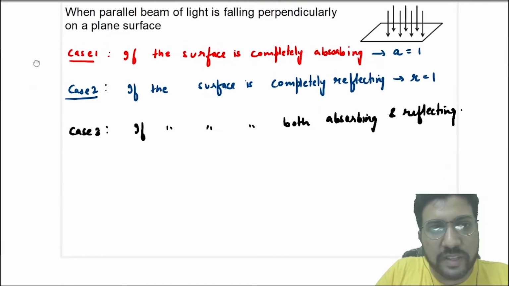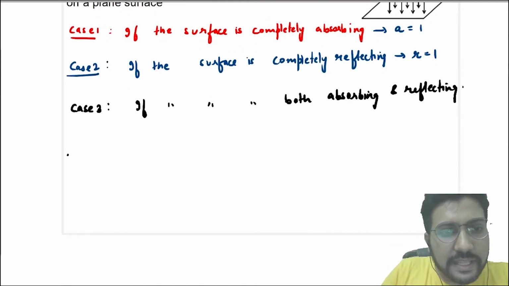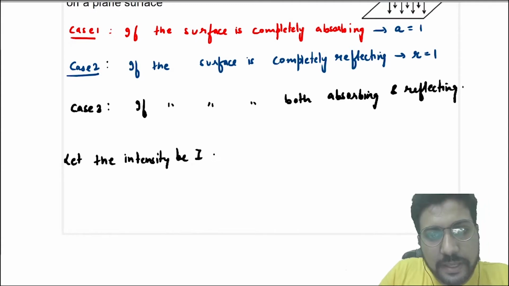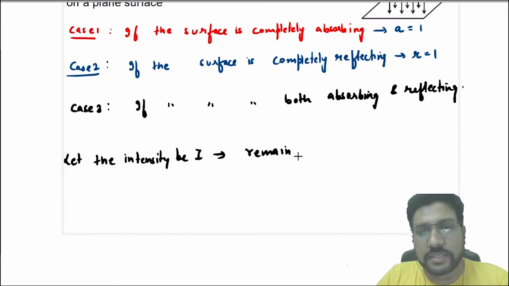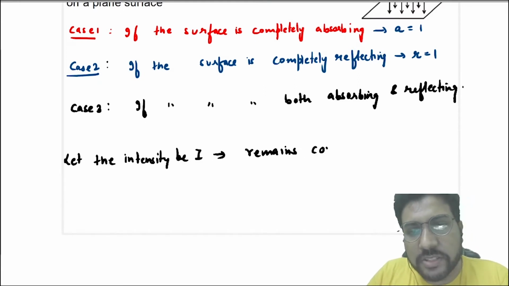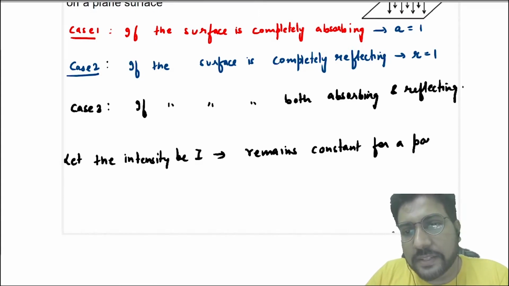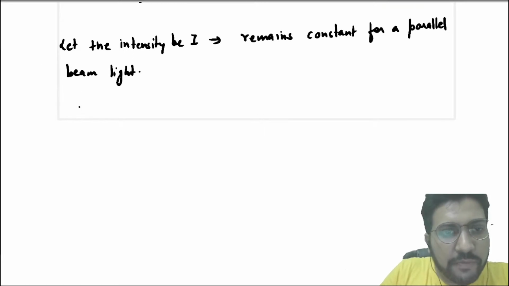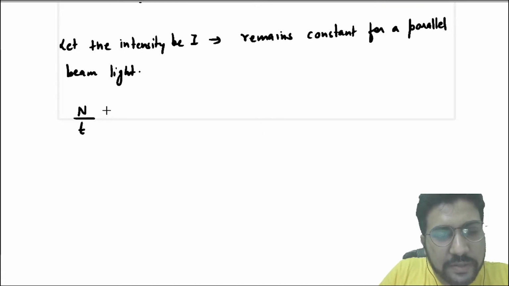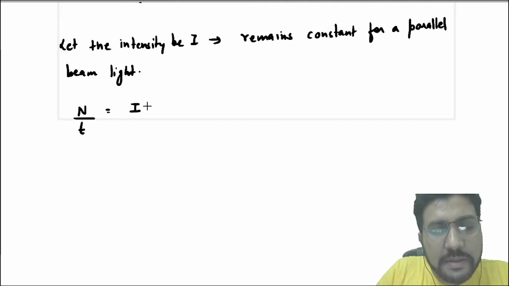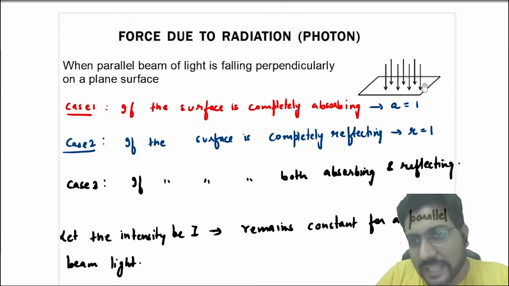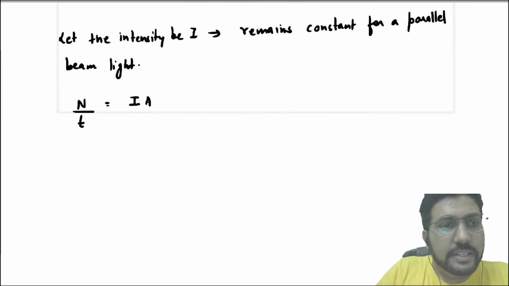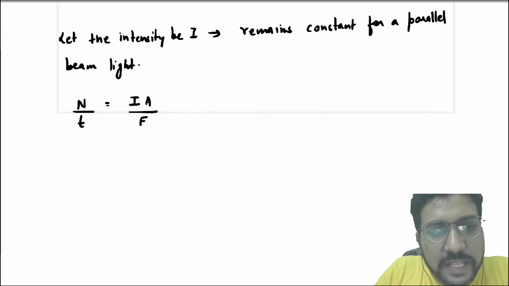Now see, first of all, let the intensity be I. This intensity remains constant for a parallel beam of light because the area of cross section is constant. So the number of photons striking the metal plate per unit time is equal to the intensity multiplied by the area. The area has to be perpendicular to the flow of light, and this area is already perpendicular.